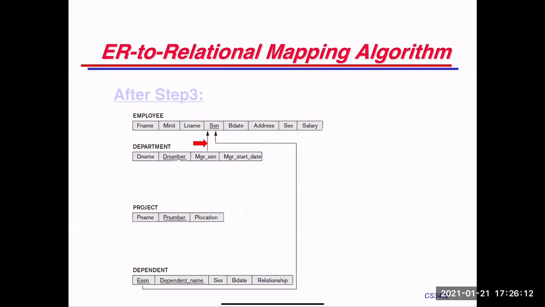Any questions about this slide here? Is it clear why we added this foreign key here? So I just mapped this manager's relationship from our ER model to the relational model by adding this foreign key here to department.